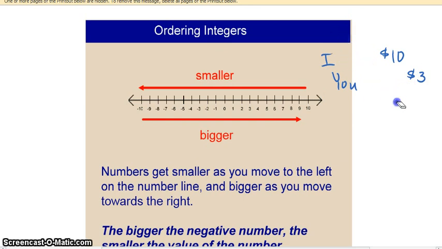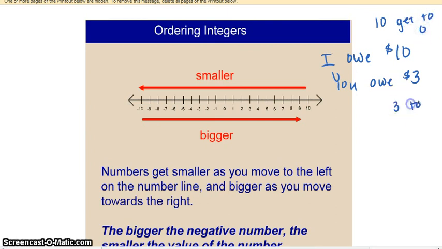But if I owe $10 and you owe $3, I actually have less money than you do because I have to come up with $10 just to get to zero. You have to only come up with $3 to get to zero.